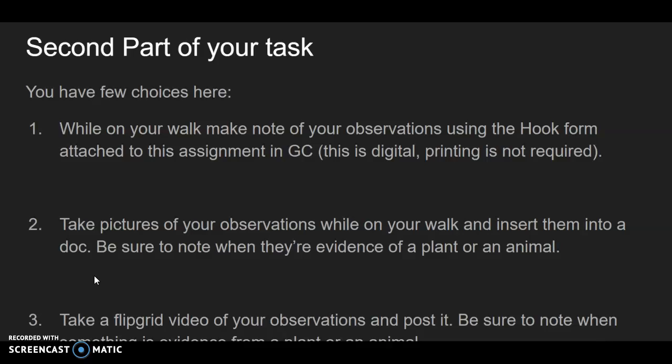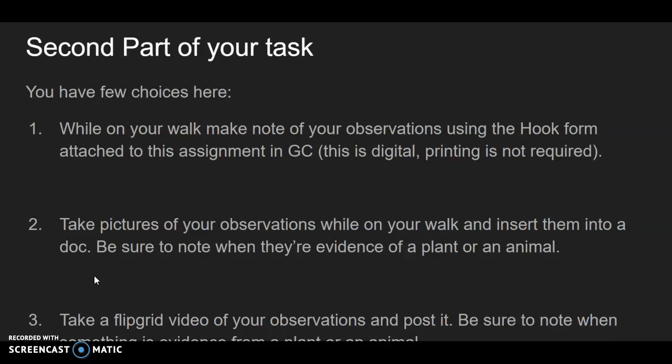You can choose to make your observations and have a picture documentation. So in other words, take your phone with you and take pictures of your evidence, and you'll be able to insert those pictures into that hook form, that assignment that is on Google Classroom. Remember, that's where you need to access it from. I know on my website I have it posted, but that's just a reference.